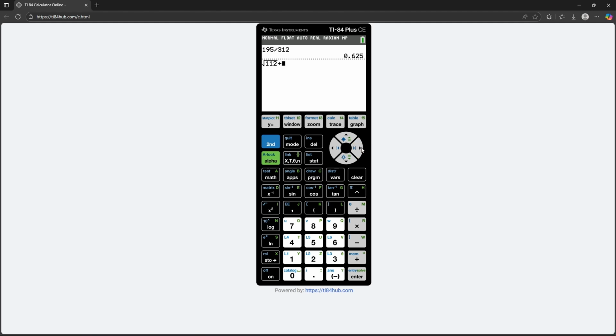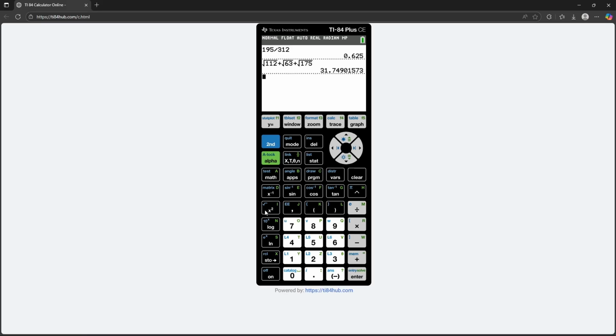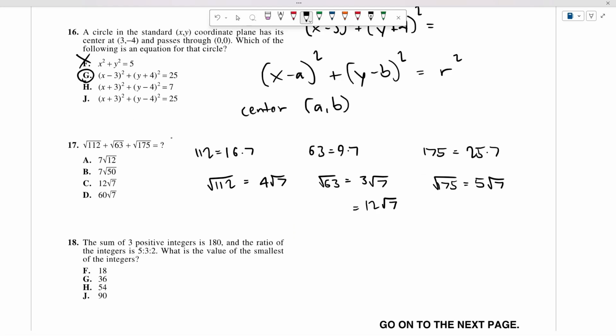So you wouldn't do the right arrow key to go outside. And then another square root of 63 plus another square root of 175. 31.74. Okay, so we have 31.74 dot dot dot. Now figure out which one of these answer choices is 31.74 dot dot dot.